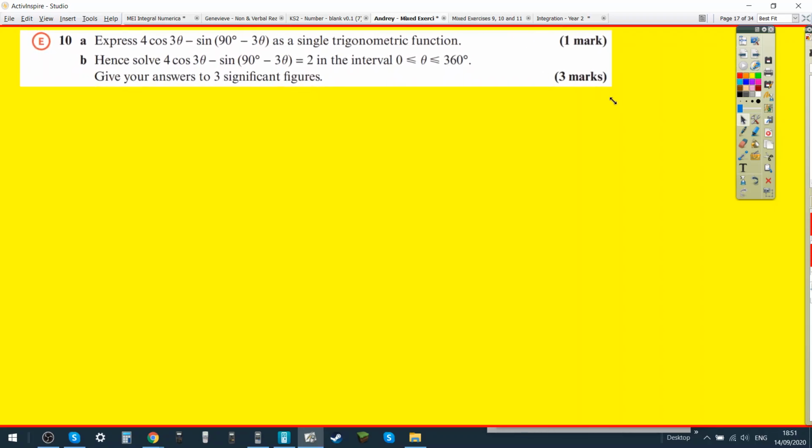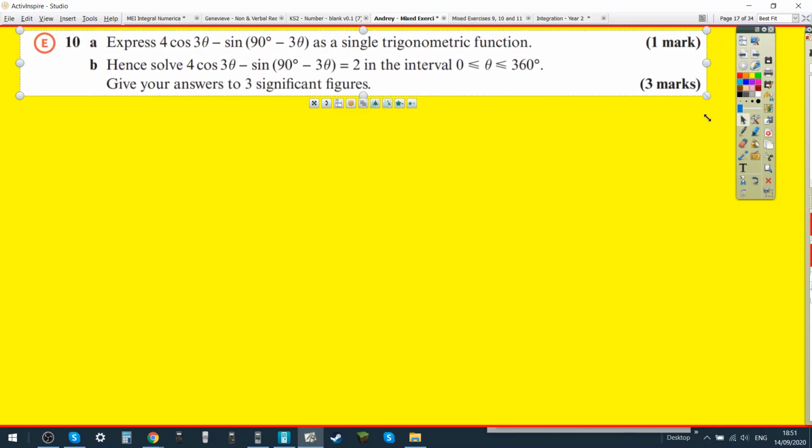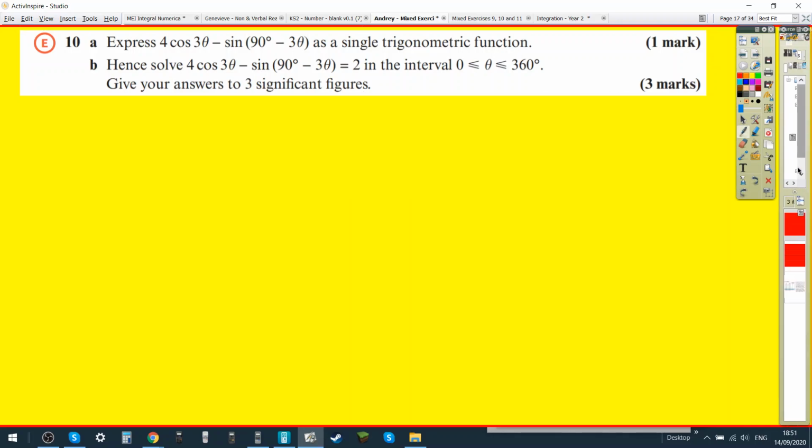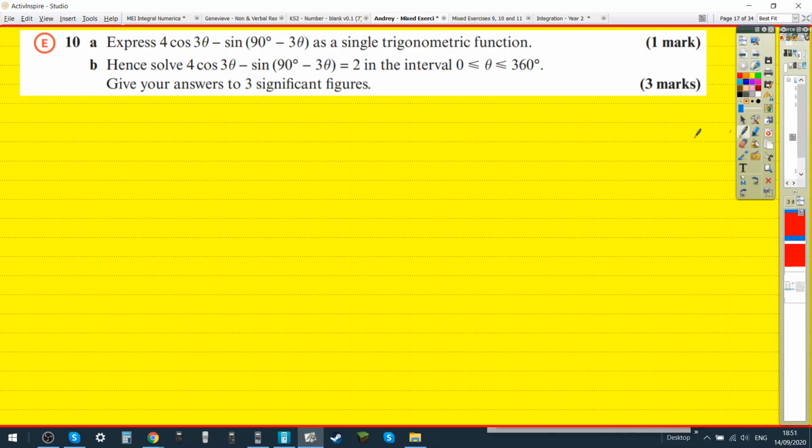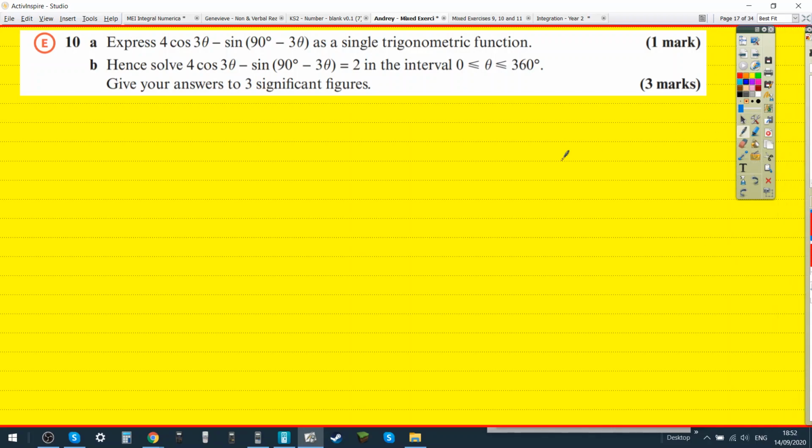Express as a single trig function. Any idea about this one? So I'm guessing this is going to be a lot simpler than using that sine A minus B thing. There's only one. It's something that nobody knows. Cos x equals sine 90 minus x. I definitely didn't know that. Nobody does. And so, how can you use that?